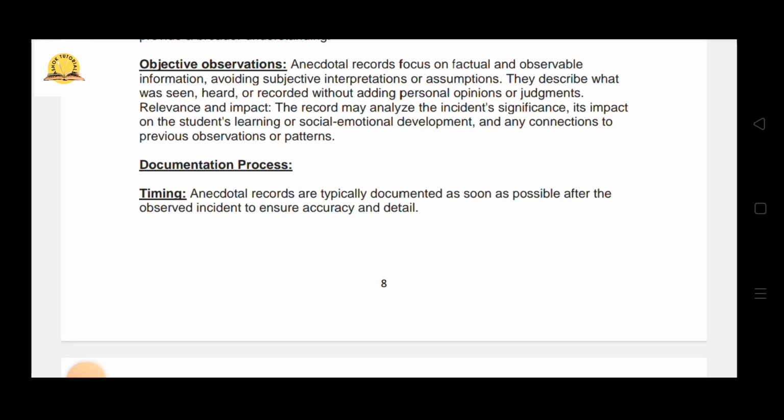Now let us see the documentation process. Timing. Anecdotal records are typically documented as soon as possible after observing an incident to ensure accuracy. If you are planning to make an anecdotal record, you have to make sure that you make it as soon as the incident has taken place. So timing is very much important.